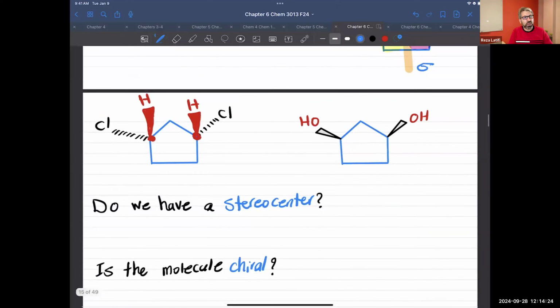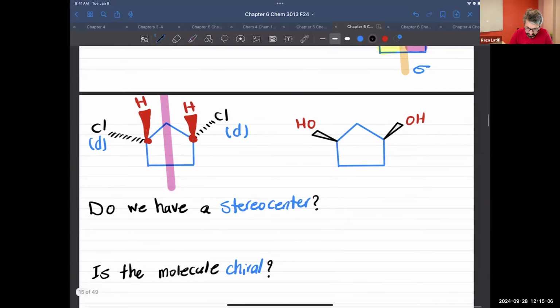Another example. We have 2 substituents, 2 chlorines, and they are sitting on the first and the third carbon, or we have 2 OHs. In the first example, we have a chlorine pointing down, and this one also pointing down. Can I find a plane of symmetry? Yes, I do have a plane of symmetry. Let's show it. This is the plane of symmetry. It chops the molecule into 2 halves, and it will mirror the hydrogens to each other, and the chlorines as well. Do we have stereocenters? Let's check.